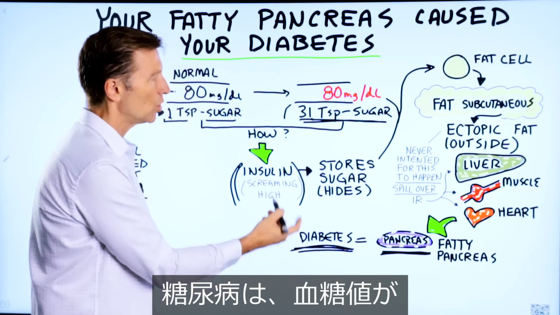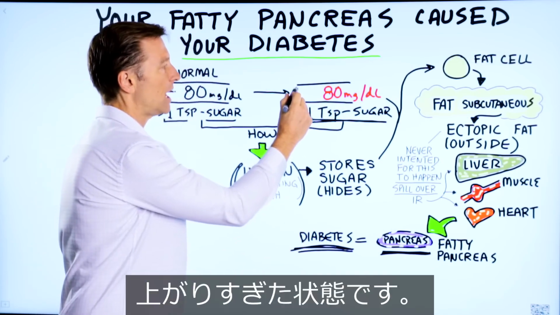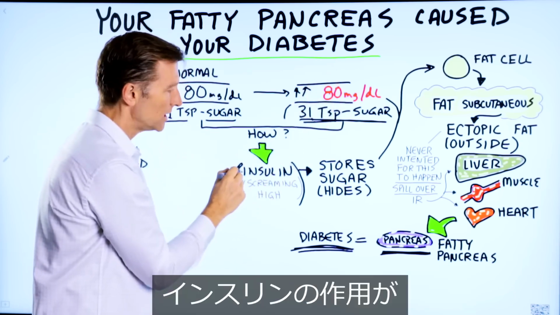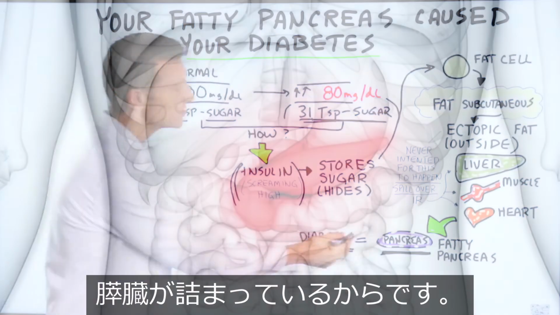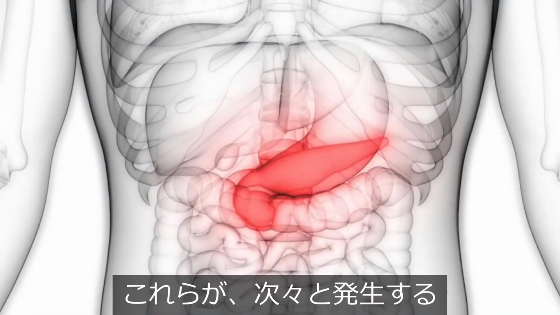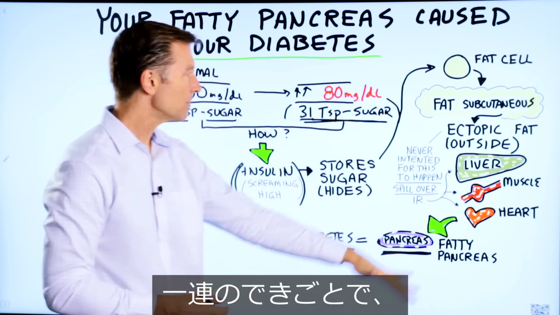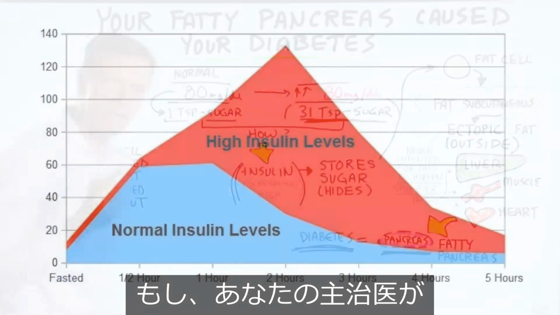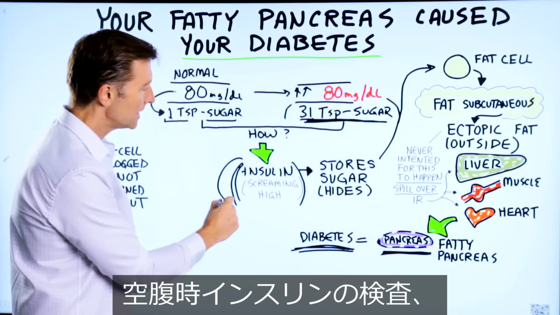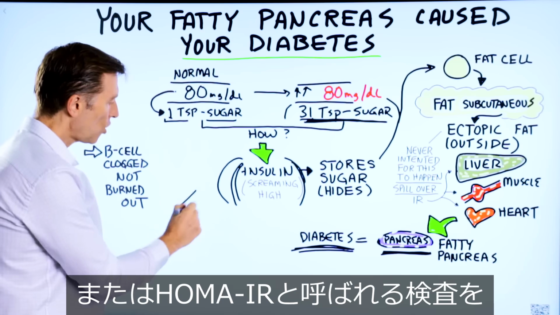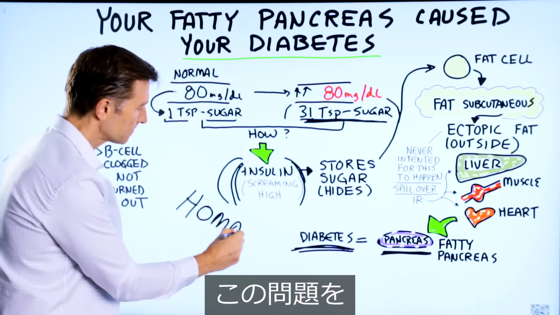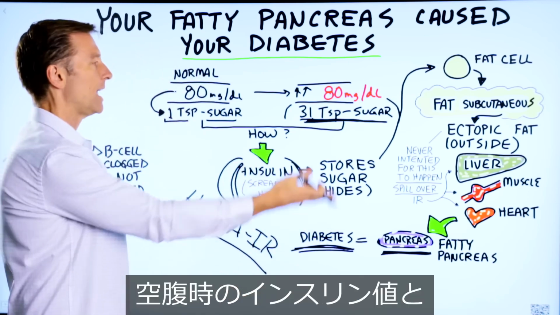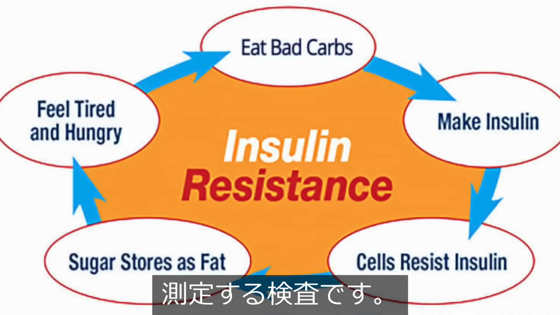Diabetes is a state where the blood sugars start to go too high. It's out of control blood sugars. Why? Because you lose the insulin function. Why? Because your pancreas is clogged up. But this is the entire cascade of things that happen if you continue to eat too much sugar and insulin is too high. Your doctor would have picked it up if they would have done a fasting insulin test or a test called HOMA-IR, which is another test to measure both fasting insulin and your glucose to measure insulin resistance.